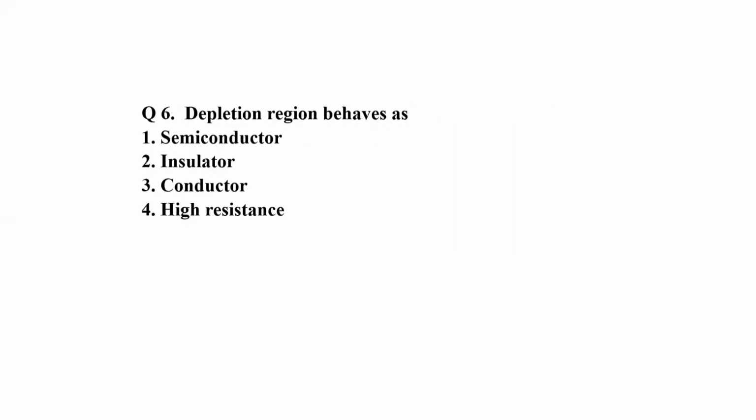Go for the next question. The depletion region behaves as. We know that the depletion layer is the region between P and N type material, that is holes and electrons. The options are semiconductor, insulator, conductor, and high resistance. So definitely the answer is insulator, because till the depletion layer is present, there is no flow of current through the device or through the diode.